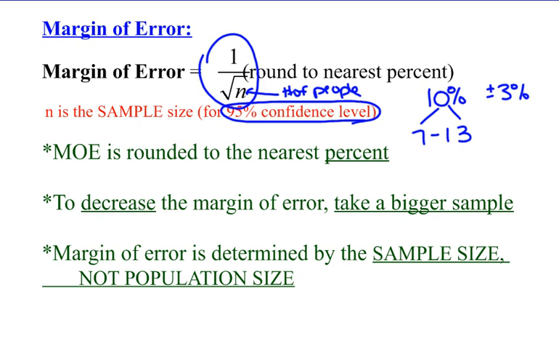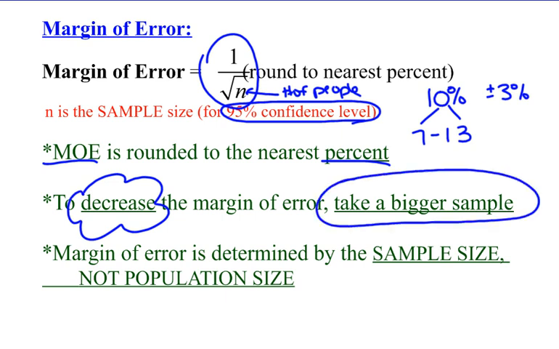If you move on to AP statistics, we talk about a 99% confidence level and a 90% quite a bit. But 95 is the most popular all the way through, no matter what you're studying. MOE is margin of error, that's just the abbreviation, rounded to the nearest percent. To decrease, this is a big deal. This was on your MCA, I think, this year, people told me. To decrease the margin of error, you take a bigger sample.